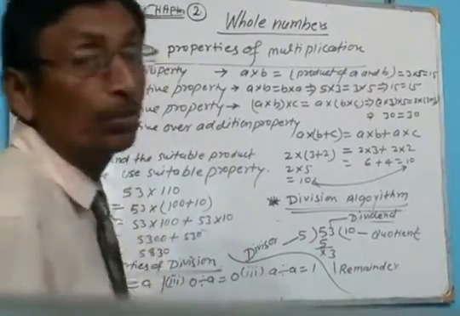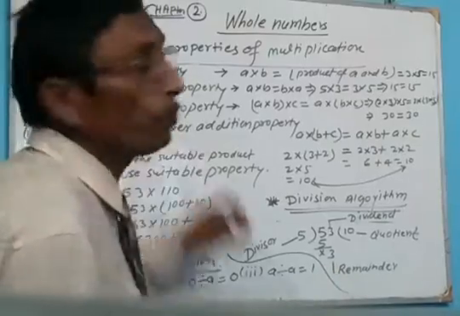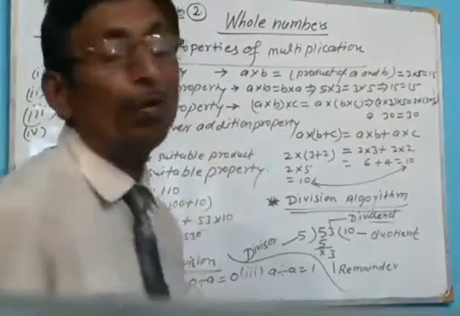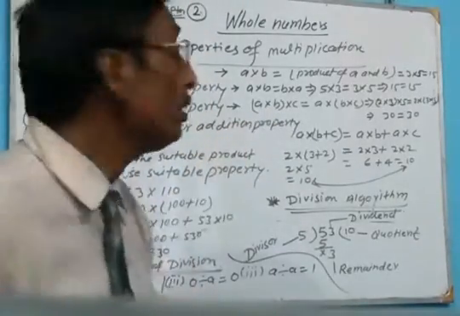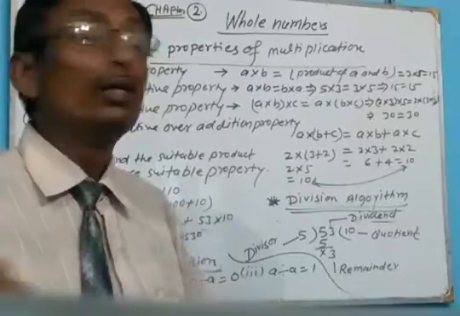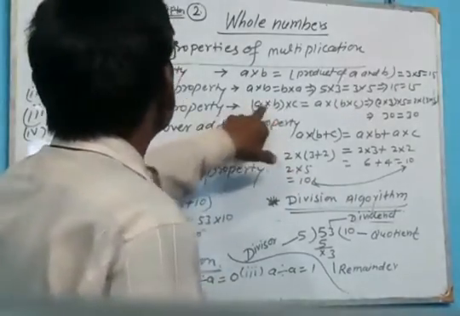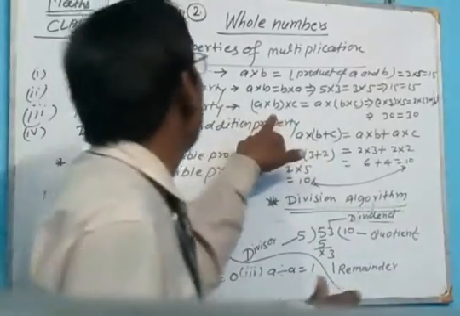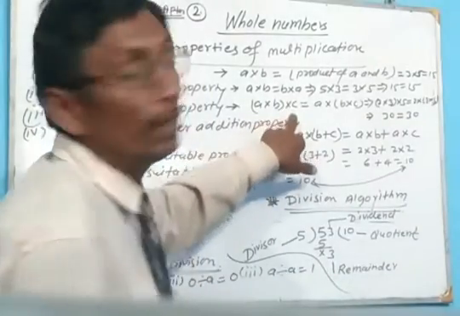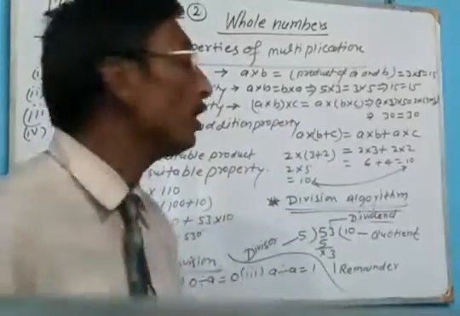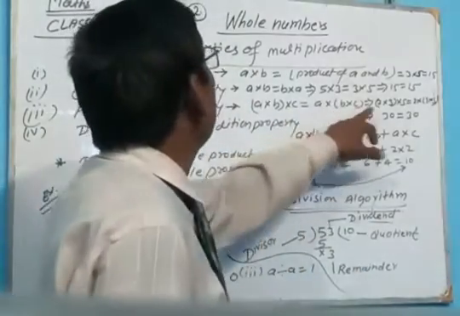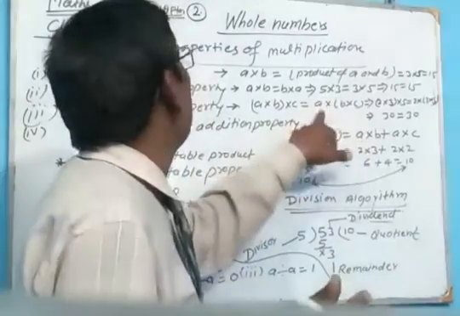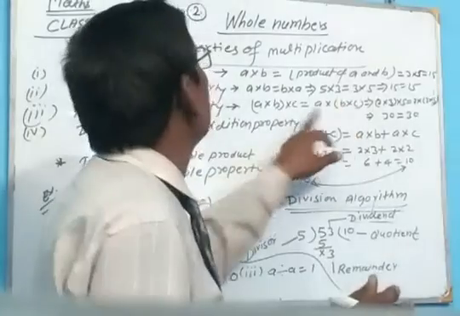Then come to the third property, associative property. What is associative property? We apply the associative law of multiplication and we find the same result. If we have the numbers A, B and C, then we multiply A and B in brackets, multiply again by C, and we get the same result as A multiplied by the bracket B into C. When we multiply B into C and then we multiply by A, the result is the same.